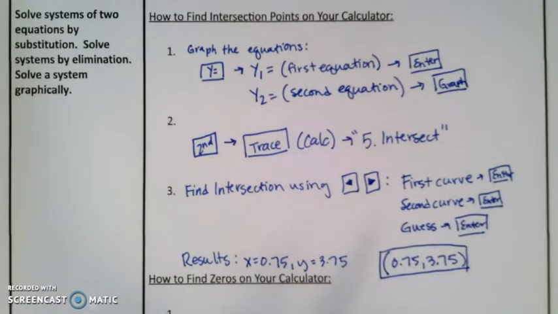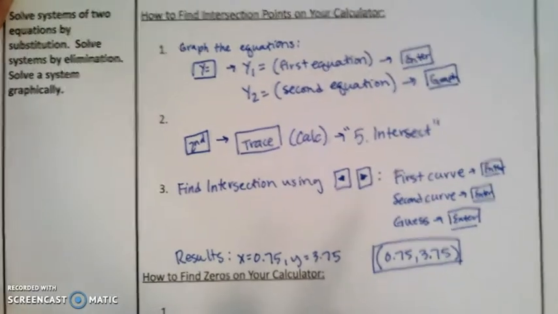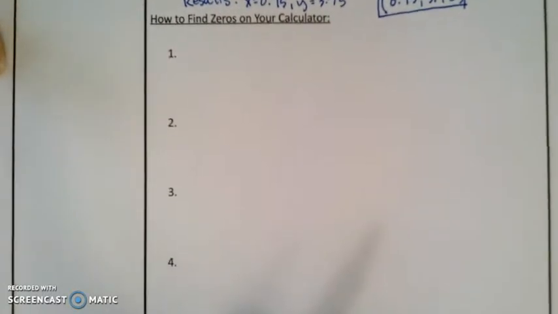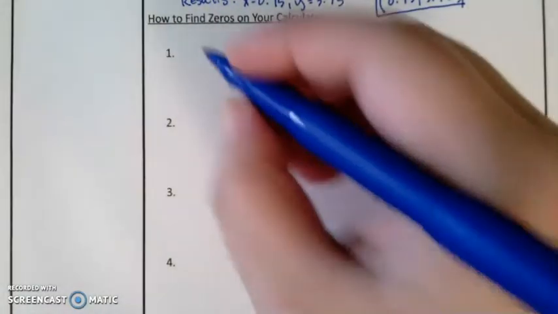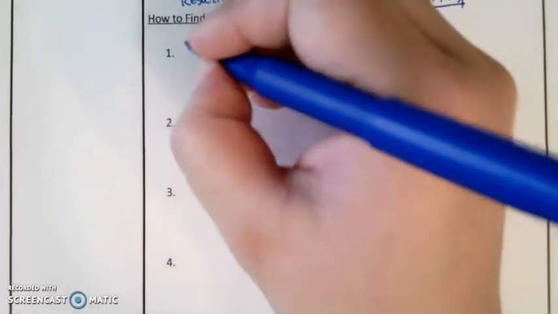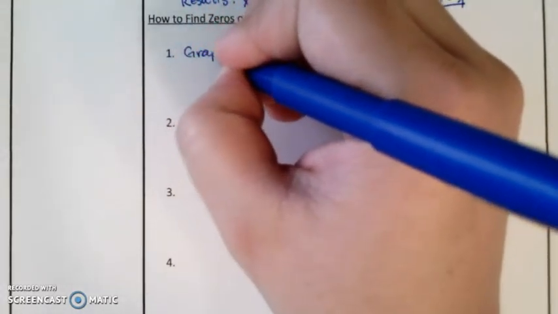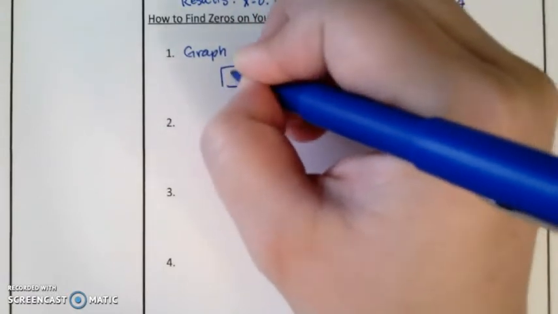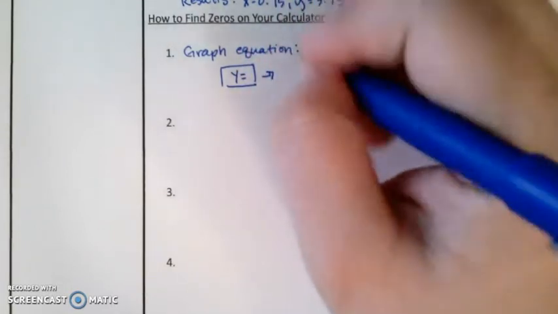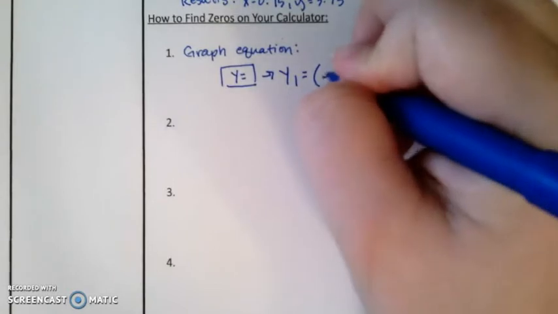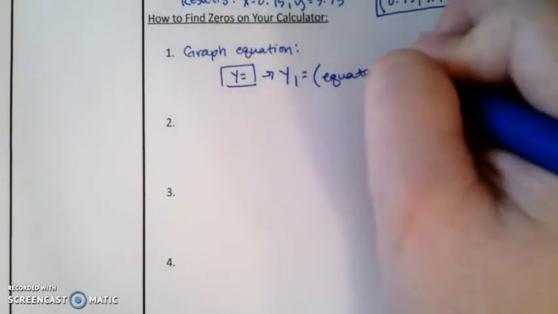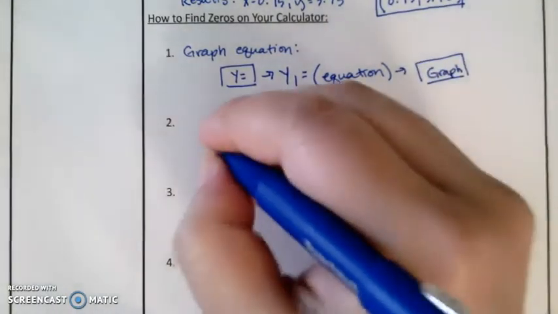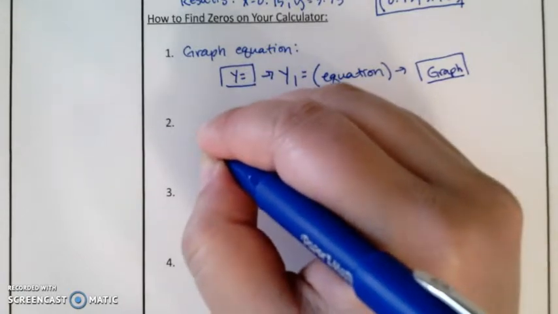Okay, now we've talked about in class how to find zeros on your calculator, but here's formally the steps. So we start out the same way. You're going to graph your equation, and this time you could have just one equation. So graph equation, which is y equals, y1 equals your equation, and then you go to graph.